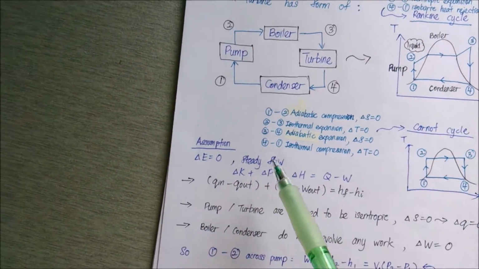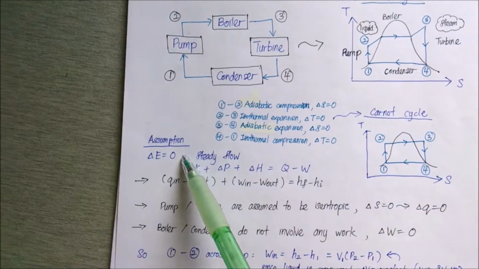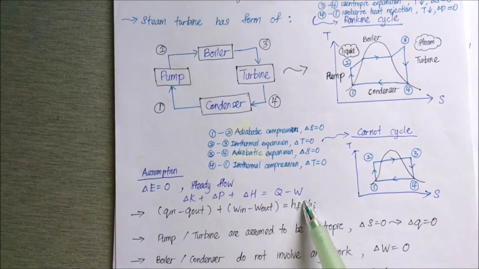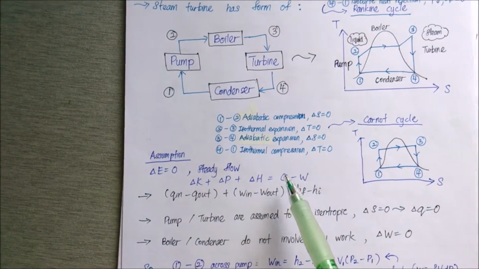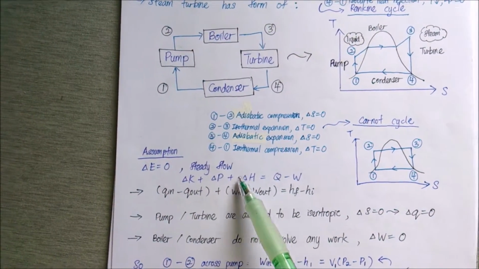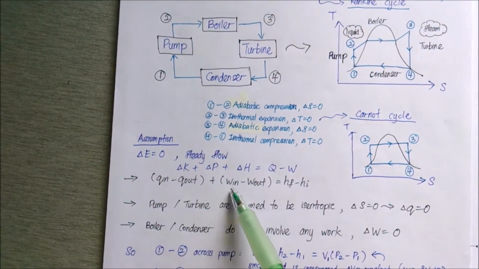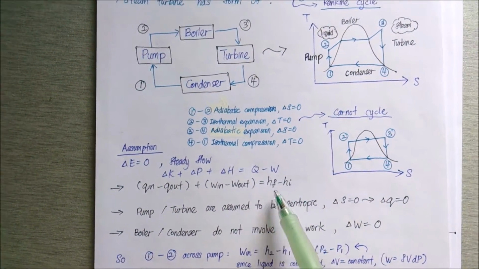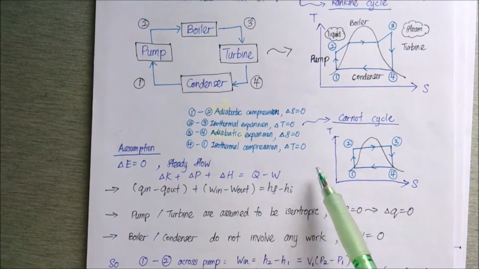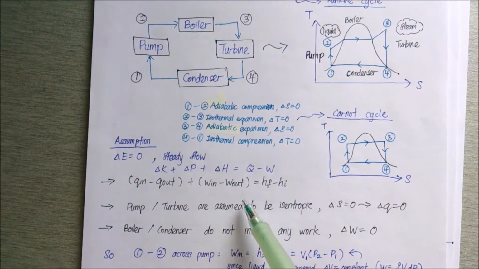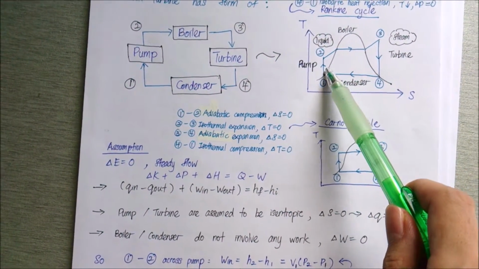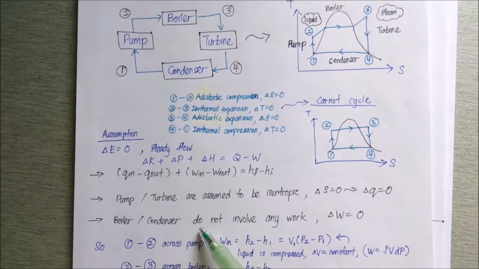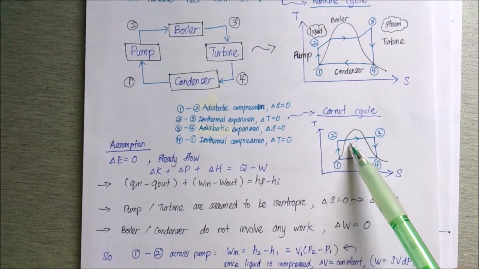And now, let's recall. Under steady flow operation, the change of the kinetic energy, the potential energy, and the enthalpy is equal to the net Q minus net W. If no kinetic energy and potential energy are involved, it becomes Q_E minus Q_R plus W_E minus W_R equals the enthalpy of the final state minus the enthalpy of the initial state. In this cycle, we assume that the pump and the turbine are isentropic, so Q equals 0. For the boiler and condenser, we assume they do not involve any work, so W equals 0.